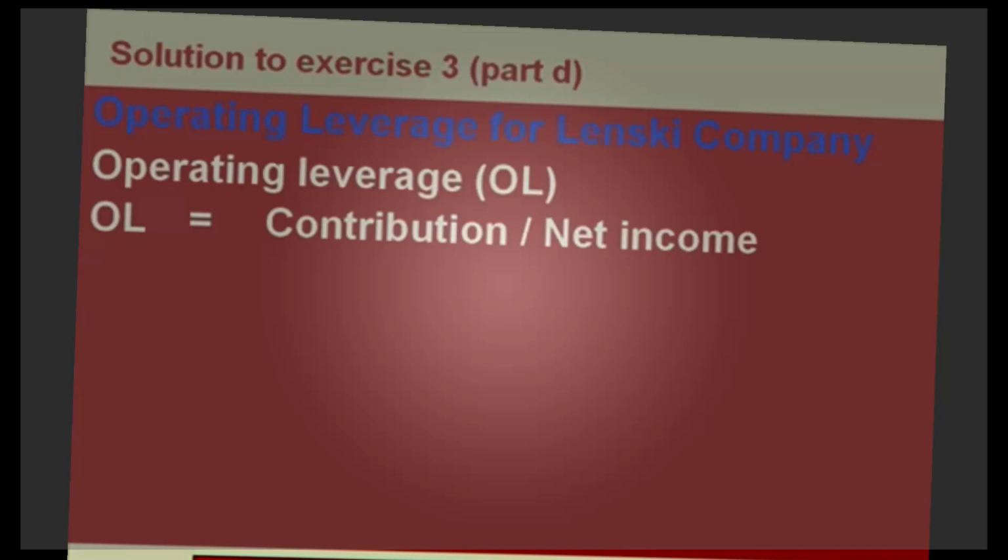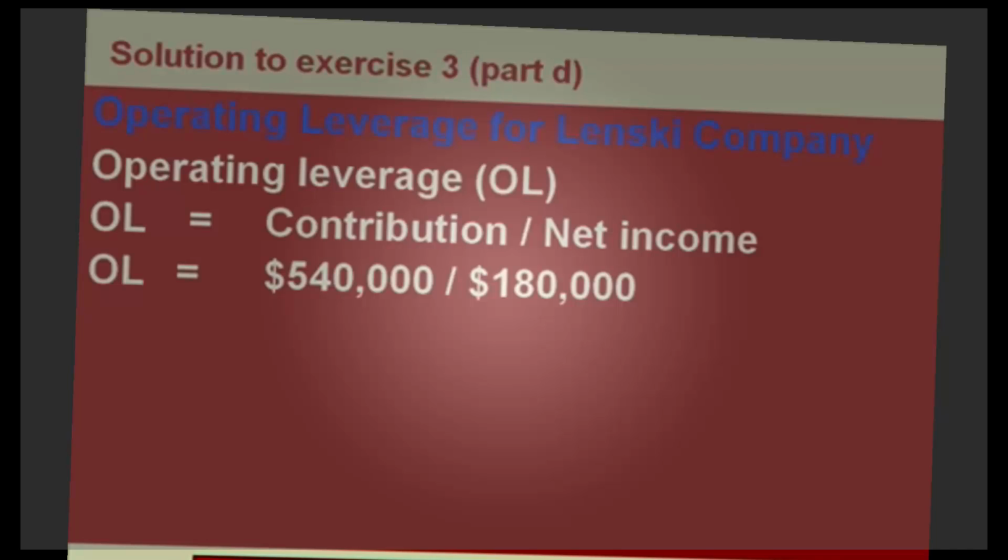How do you figure out operating leverage? Well, there's a formula. The operating leverage for Lenski company, the formula is: operating leverage is contribution over net income. I do want to emphasize that there are different formulae for operating leverage, but this is the most popular. Even the Wall Street Journal, when they talk about operating leverage, they use this formula. So even if you see different formulas, don't worry, this is the most common formula.